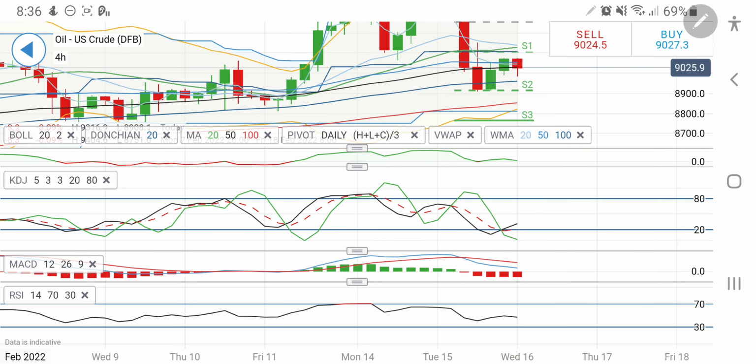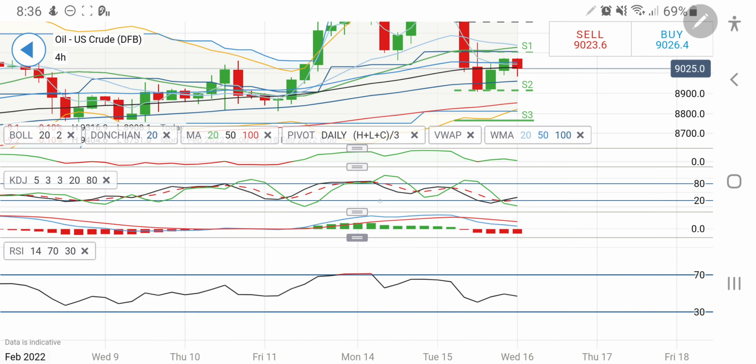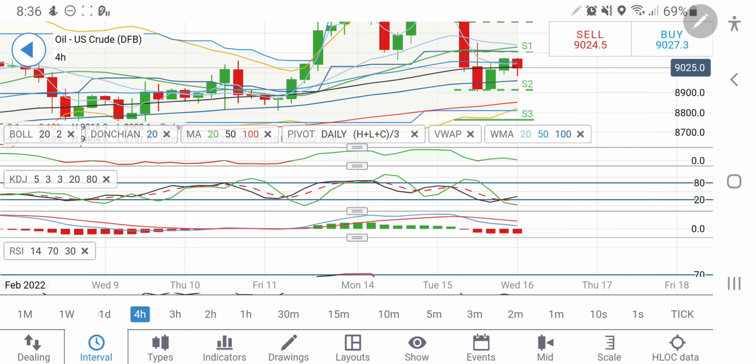Till the time it trades above these, definitely we can see again a bounce back. Now on the 4-hour charts, it is oversold, and hence we may see a bounce back towards 9100 levels, and beyond that it can also rise sharply. MACD lines are still on sell. Now let's have a look at the daily charts.